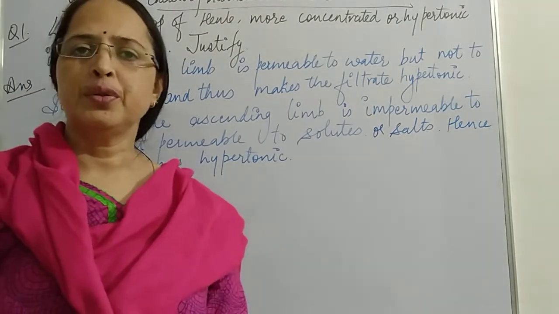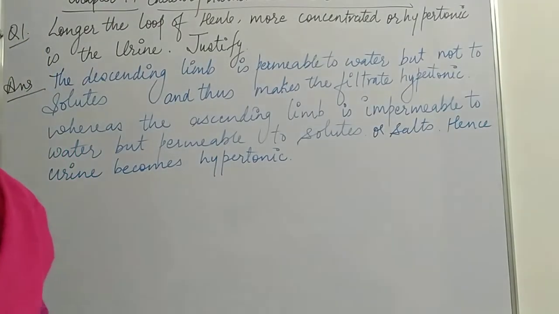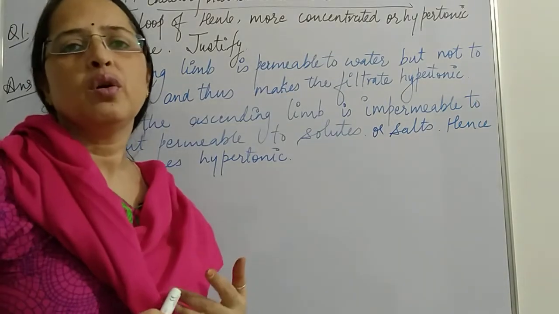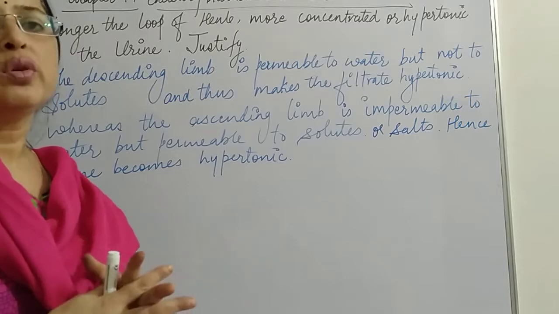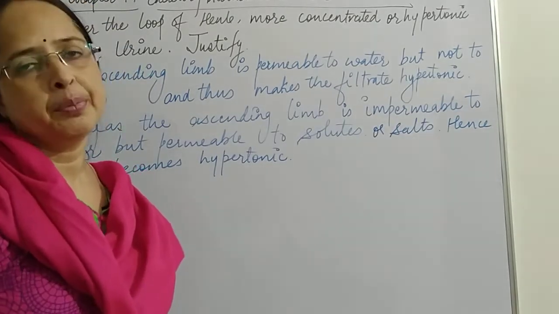Today we are again continuing with the question answers of this chapter, and the first question of today is: Longer the loop of Henle, more concentrated or hypertonic is the urine. Justify. That means the more the length of the loop of Henle, the more hypertonic or concentrated the urine will be.